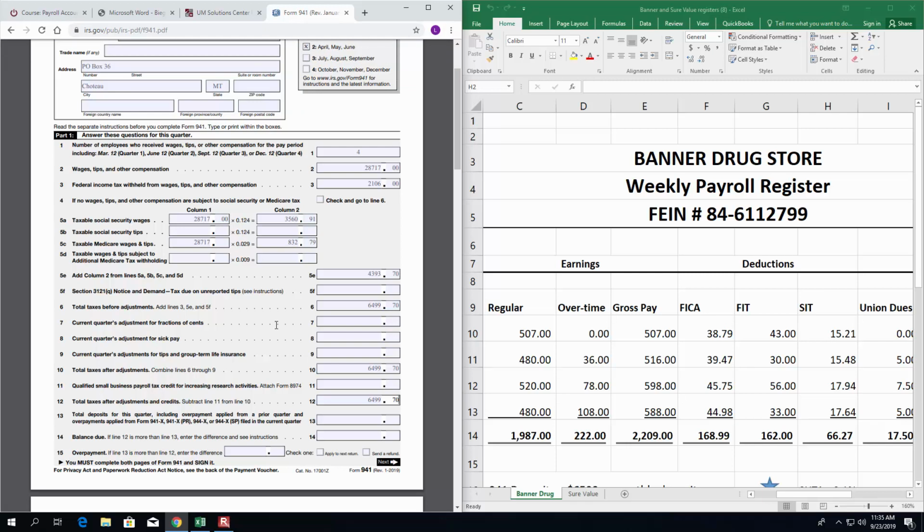Line 13, how much did I deposit? I asked you guys to memorize the deposit slide for today. What can you tell me about deposits? How often do we have to deposit? It depends. The answer is it depends. The IRS is going to give you one of 2 deposit methods. You guys have to memorize that slide. You have to. 2 slides on deposits.